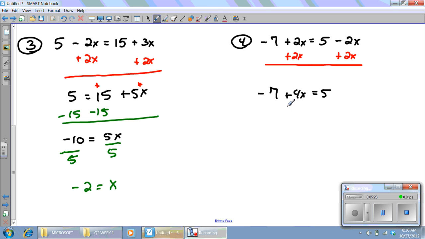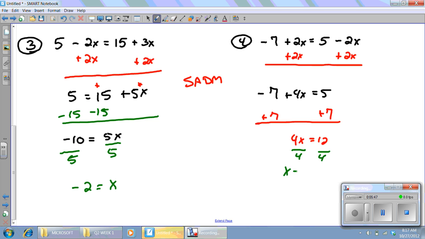And again, this 7 is attached by subtraction. The 4 by multiplication, Saddam tells me to undo the subtraction first. So I'm going to add 7 to both sides. And I'm going to have 4x equals 12. And then to undo the multiplication, I'll divide. And I'll get x equals 3.